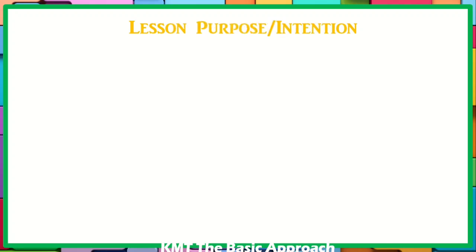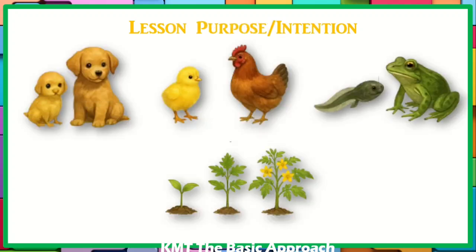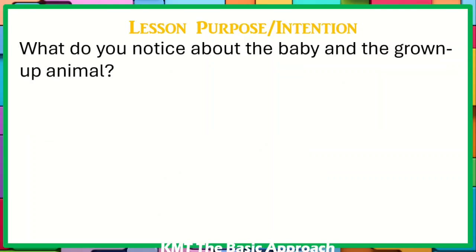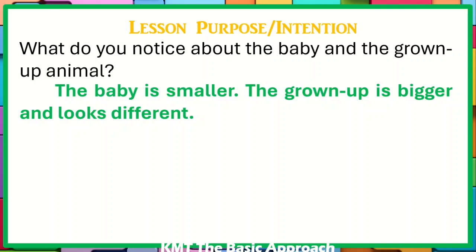Lesson purpose or intention. Please observe. What do you notice about the baby and the grown-up animal? Amazing! The baby is smaller. The grown-up is bigger and looks different.